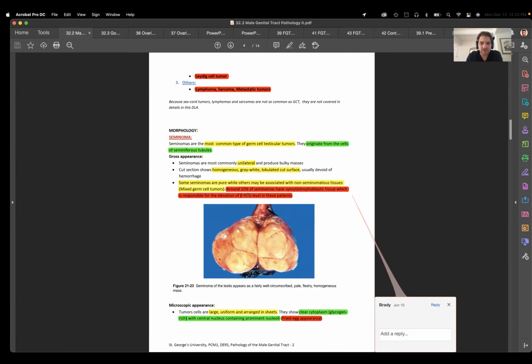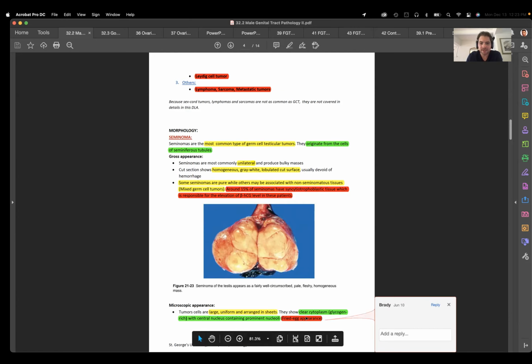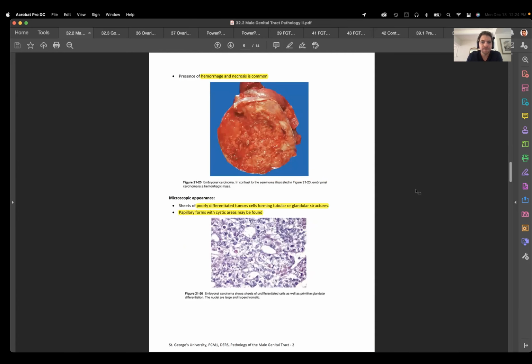So some of these buzzwords: fried egg appearance, even though that comes up a lot, but yeah, that's one of the things. Originate from the seminiferous tubules. Obviously, it's a germ cell tumor. Some of them will show elevated beta HCG, but that's not necessarily determinate.